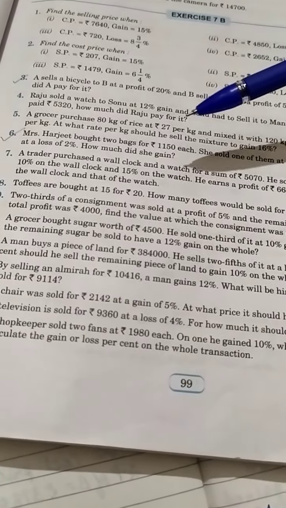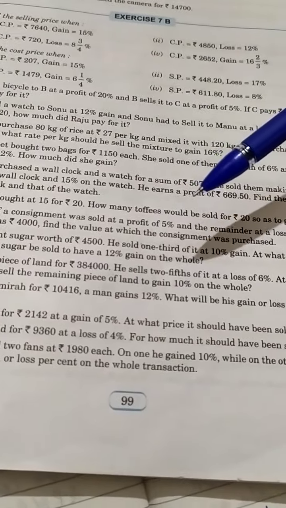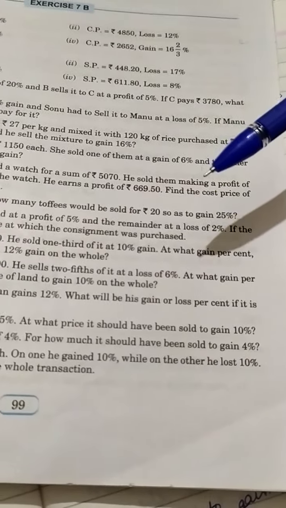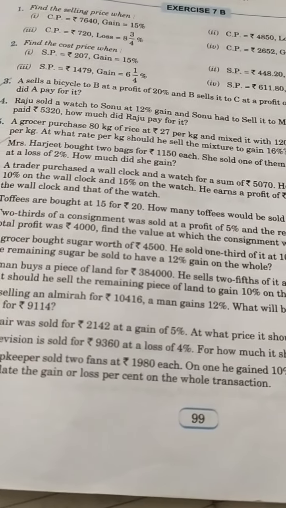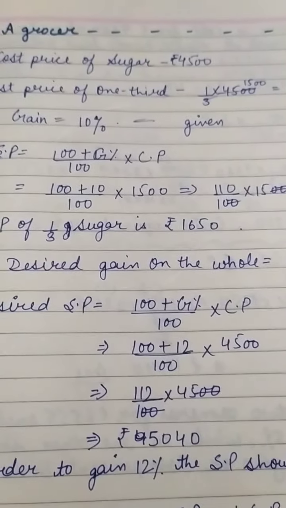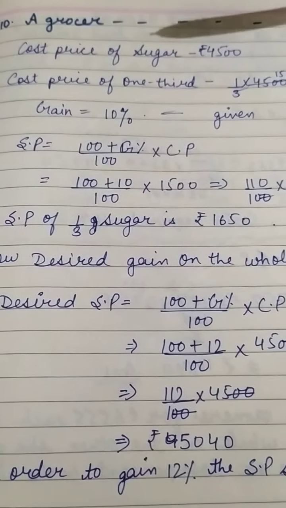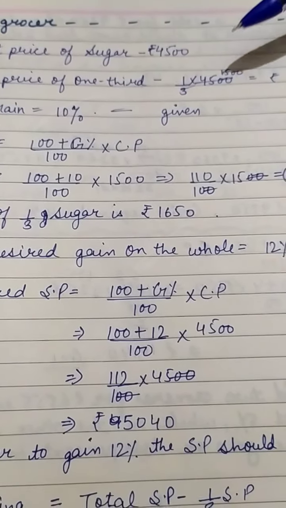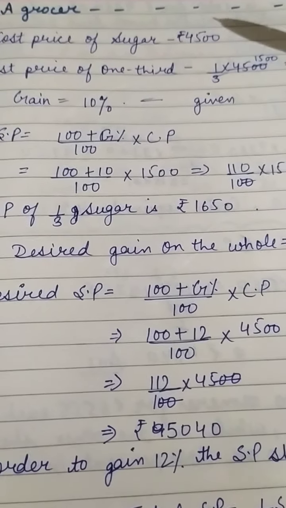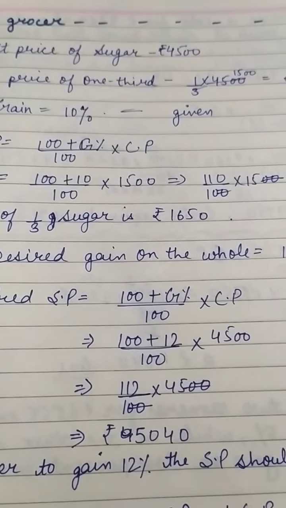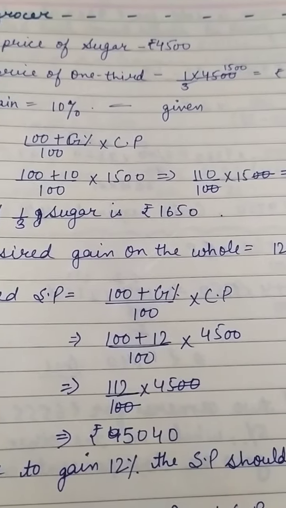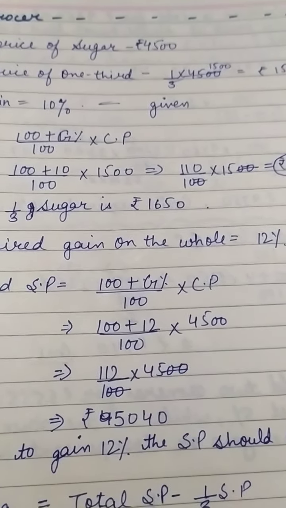A grocer bought sugar worth of rupees 4500. He sold 1/3 of it at 10% gain. At what gain percent the remaining sugar be sold to have a 12% gain on the whole? Now children, let us see the solution. Cost price of sugar we have, okay, 4500 rupees. Okay, now we have in the question he sold 1/3 of it at a gain of 10%, means 10% gain पे उसने 1/3 sugar sold करी है.